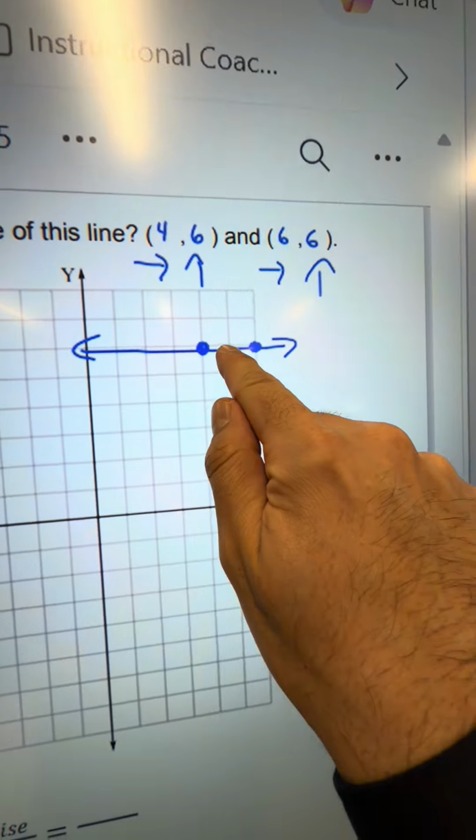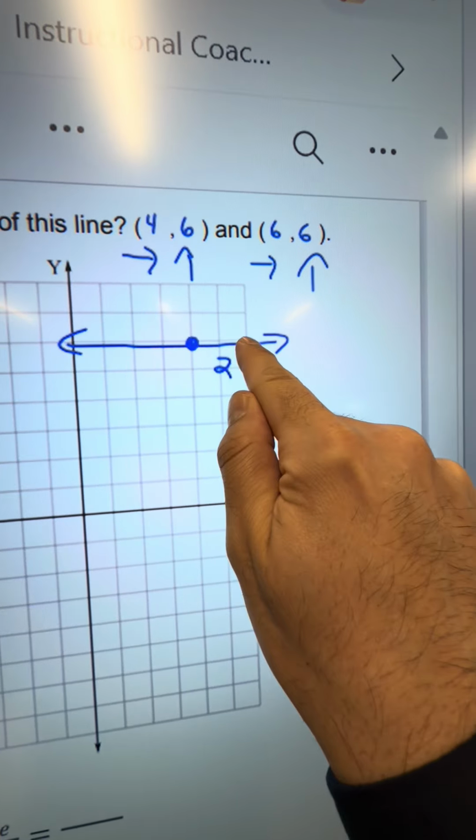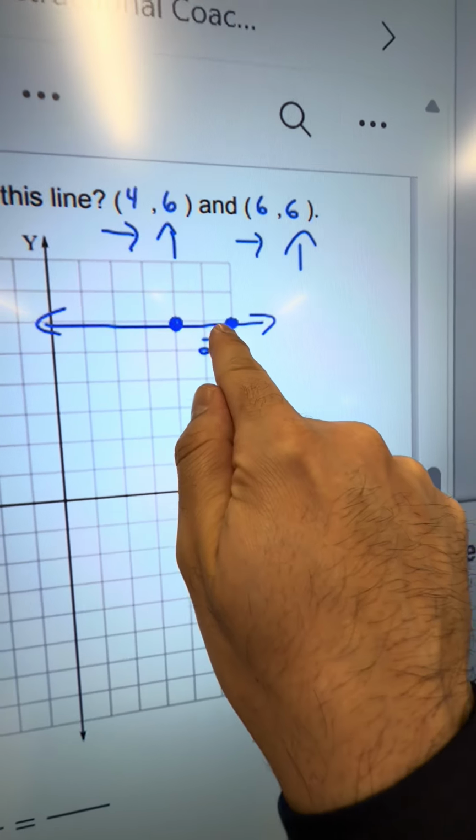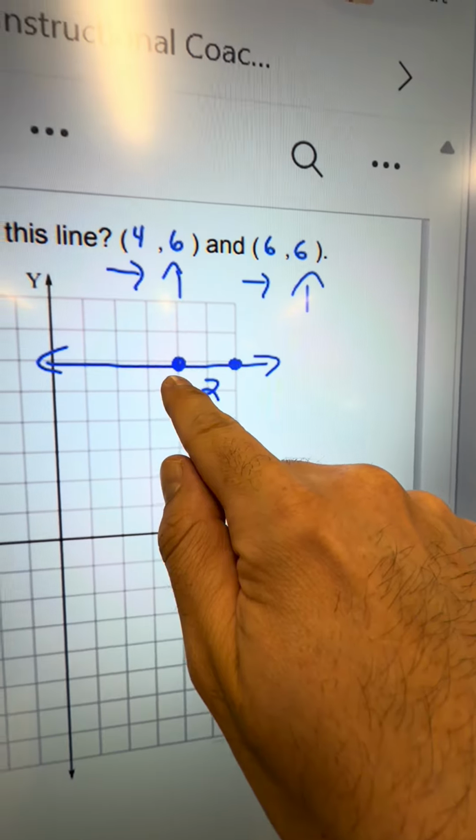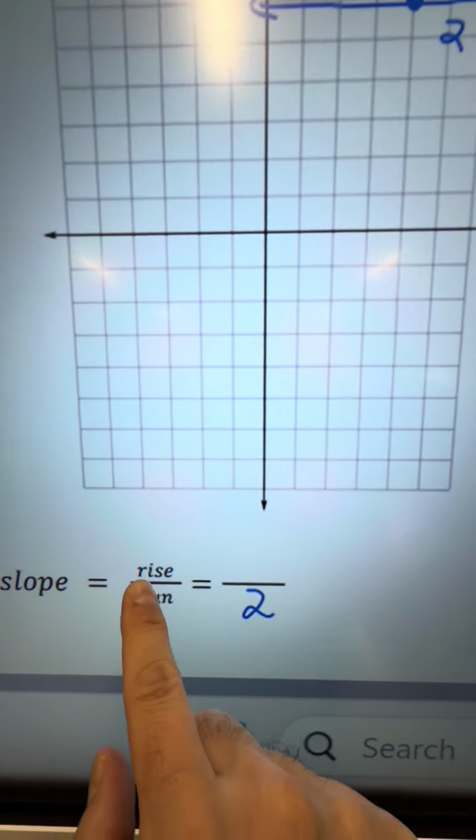And in this line, I can see that this distance here is 2 units apart. And this right here represents the run. So that's going to be my bottom number. Notice there is no rise. We don't rise at all. So my answer for this one is going to be 0.